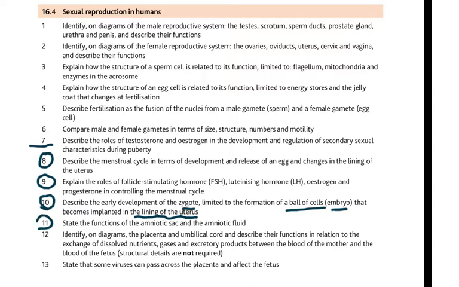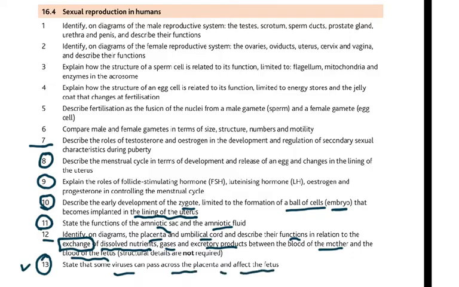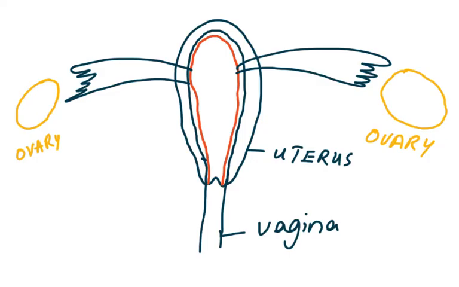Then we're going to study the functions of the amniotic sac and the amniotic fluid. Then we have to identify on diagram the placenta and umbilical cord and describe their functions in relation to the exchange of dissolved nutrients, gases and excretory products between the blood of the mother and the blood of the fetus. Structural details are not required. And then the last point, which is new in the syllabus, is that some viruses can pass across the placenta and affect the fetus.